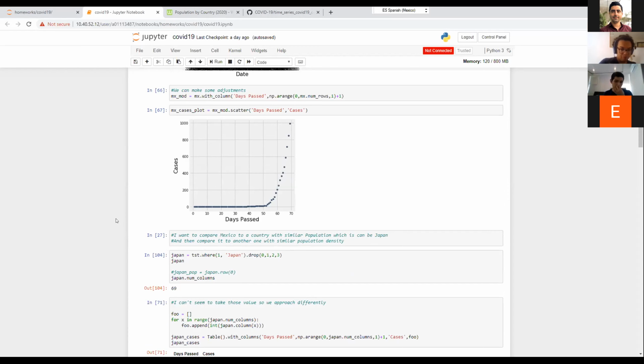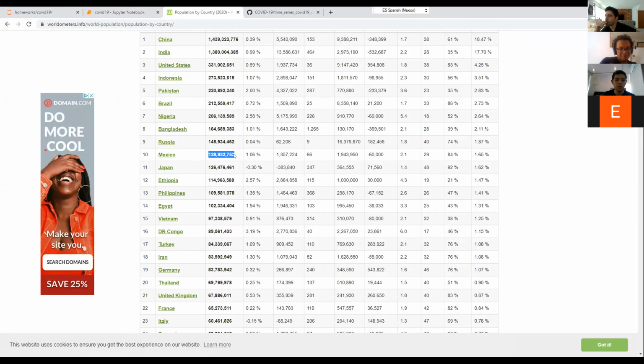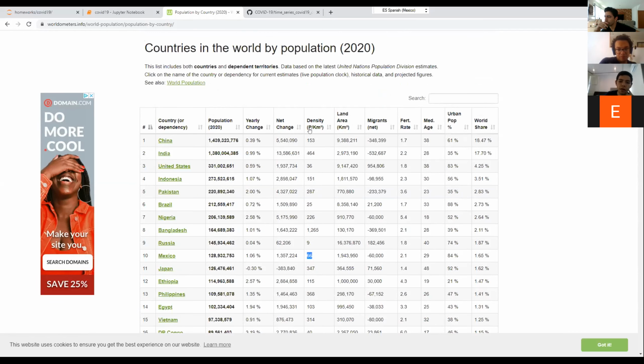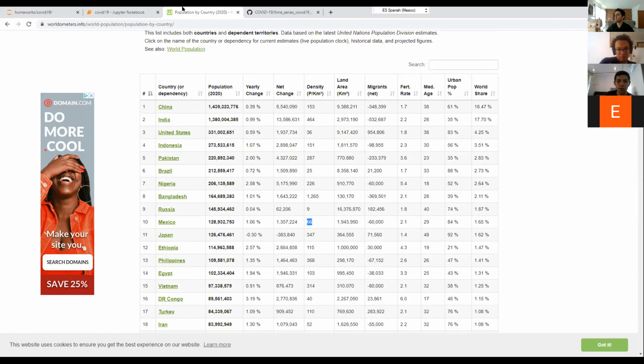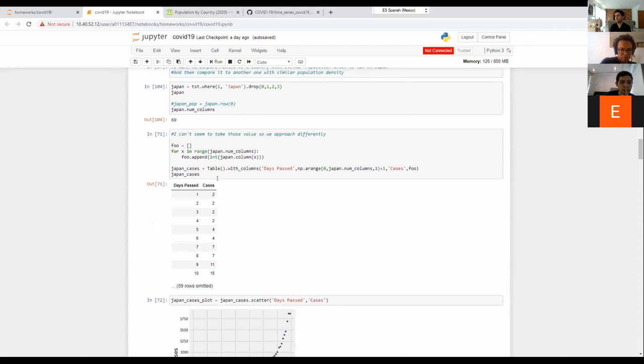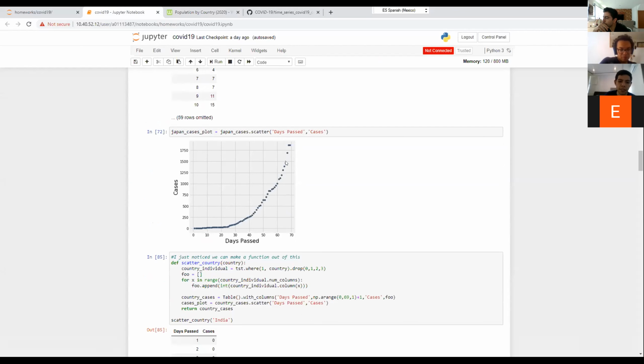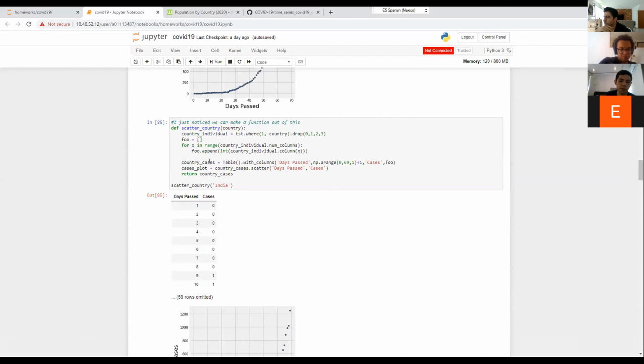Then I wanted to compare Mexico to countries with a similar population. Here we have Mexico with some millions, and then the closest one is Japan, and then Russia and Ethiopia and such. I also wanted to compare Mexico's population density, which is people per square kilometer. Therefore, I got the data from Japan and made some tests, and finally I got it. Japan has many more cases, and I made a function for it.